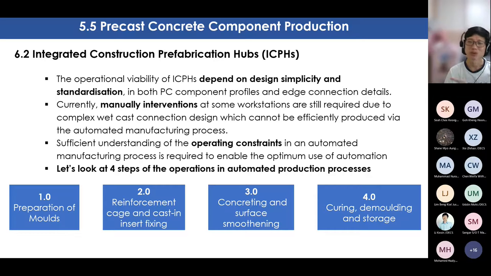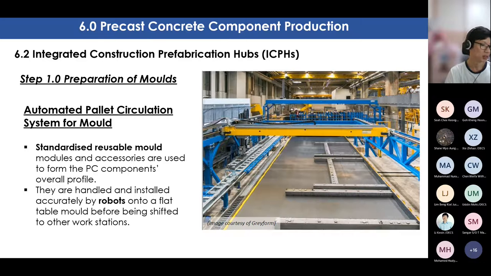So we will look at 4 steps to look through the limitations. First is the preparation of mold. For this, there will be an automated pallet circulation system. Normally they will put the magnetized formwork, placed by the robot based on your beam model. The machine has all this layout and then puts it in place using the mechanized magnetic bar. That makes the formwork for you.